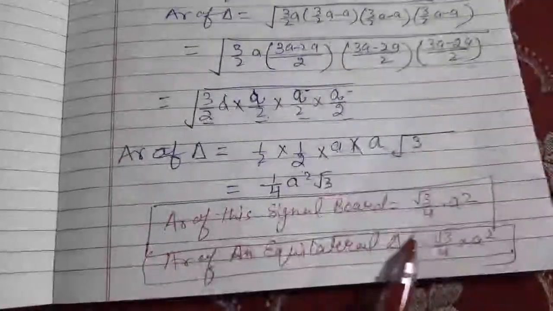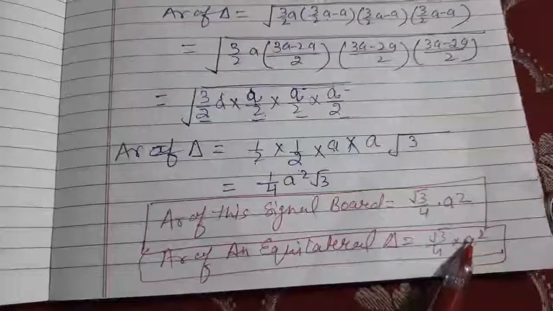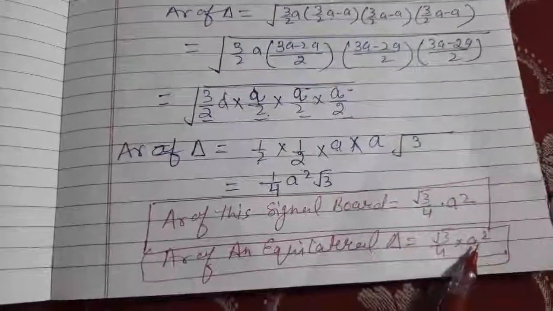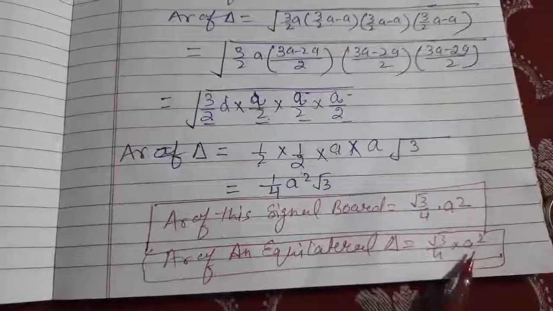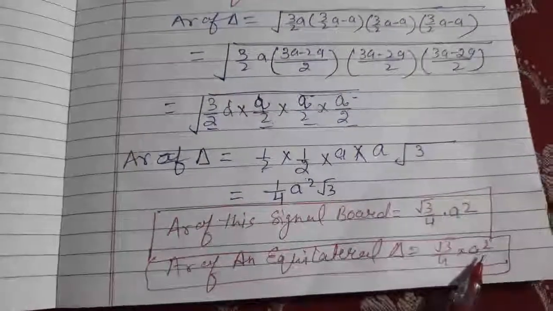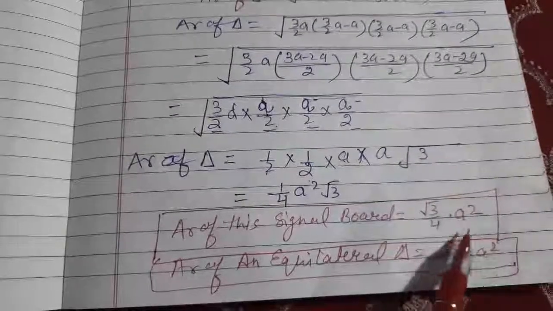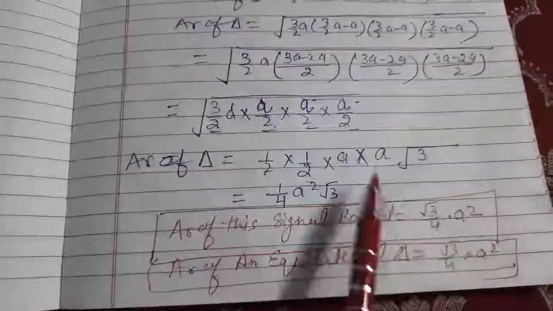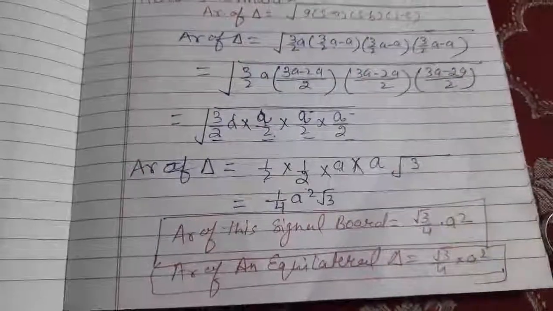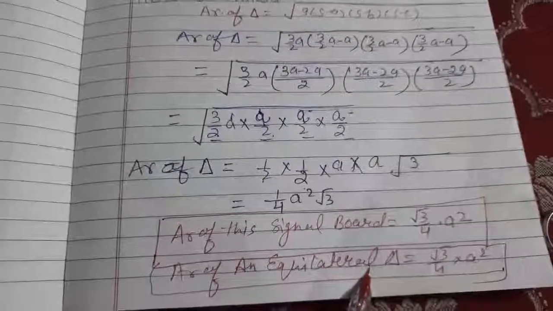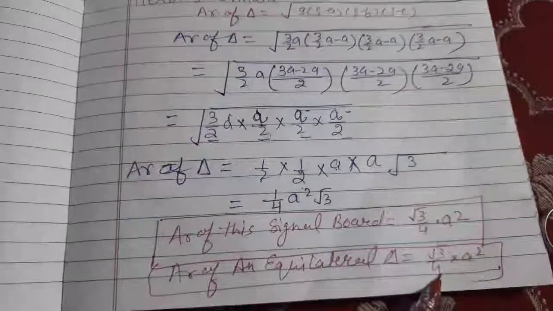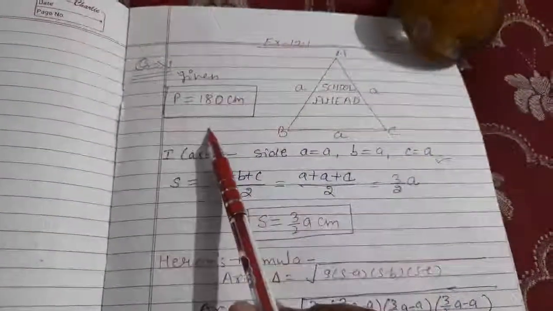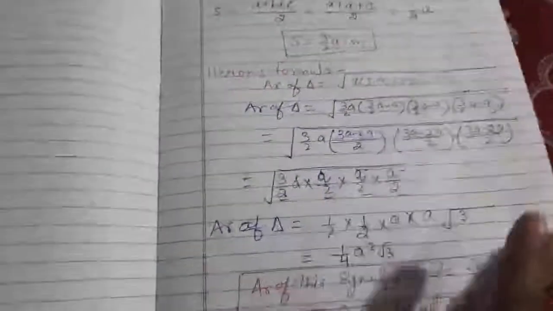Hence we can generalize the formula for the equilateral triangle with the help of Heron's formula. So the area of any equilateral triangle is root 3 upon 4 into a square. So this is the derivation for the area of the equilateral triangle with the help of Heron's formula. Okay, so now we will try to calculate the side of this signal board whose perimeter is 180 centimeter. So now we will solve it in the second part.